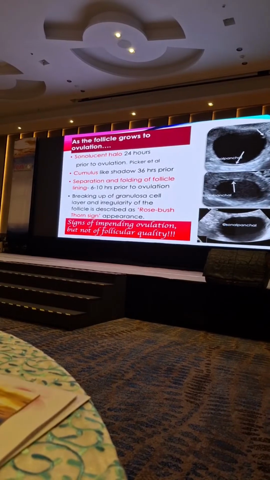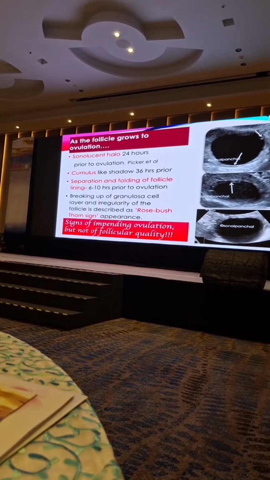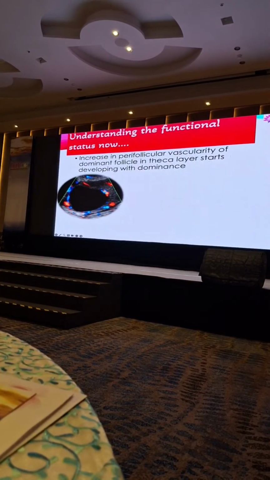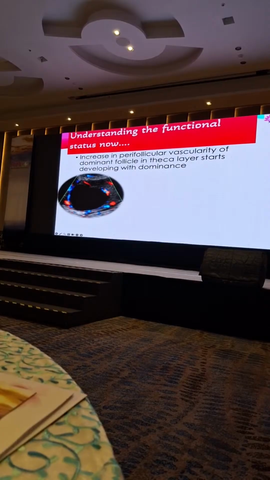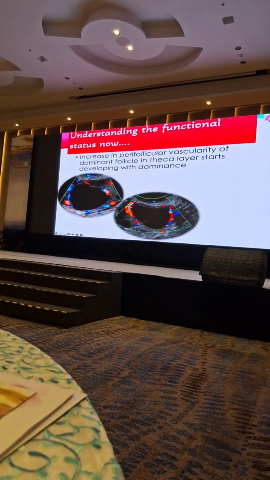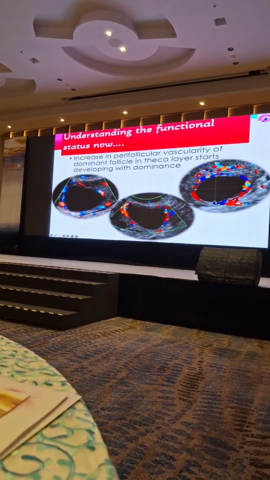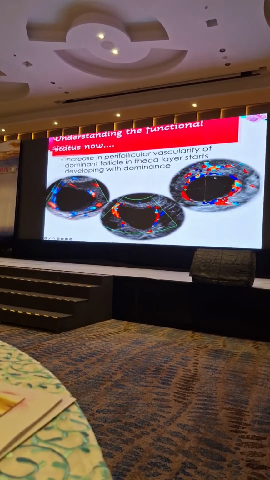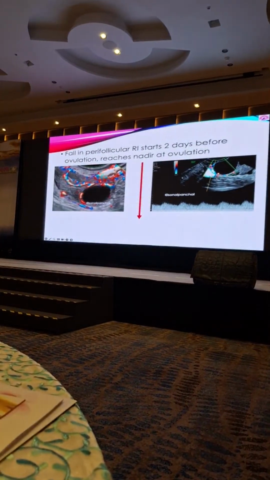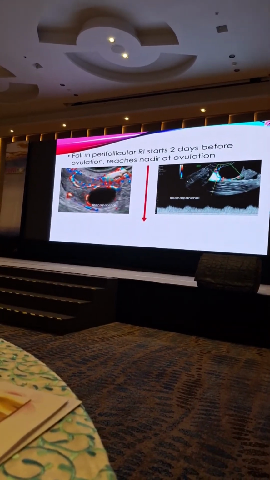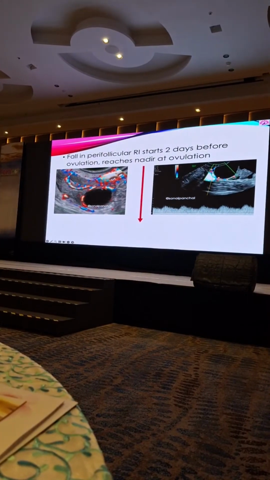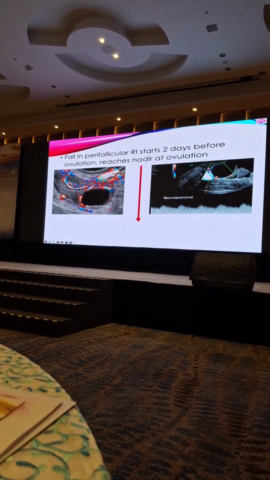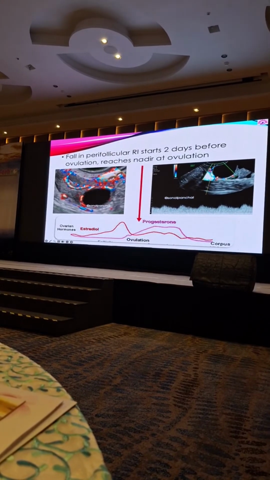But these signs only tell you ovulation is going to occur. It doesn't tell you anything about the quality of the follicle. The quality of the follicle is only decided by the vascularity, and this vascularity, which started developing with the dominance of the follicle, keeps on increasing in abundance to gradually cover about 2/3 to 3/4 of the follicular circumference. It is exactly about 48 hours before ovulation that the RI of the perifollicular vessels falls below 0.5, and it is this which correlates to the final estrogen surge.